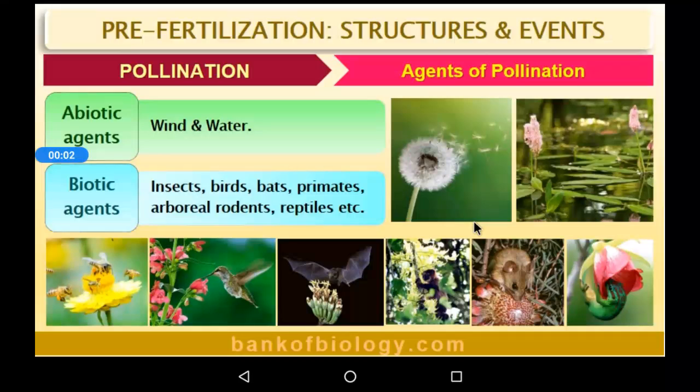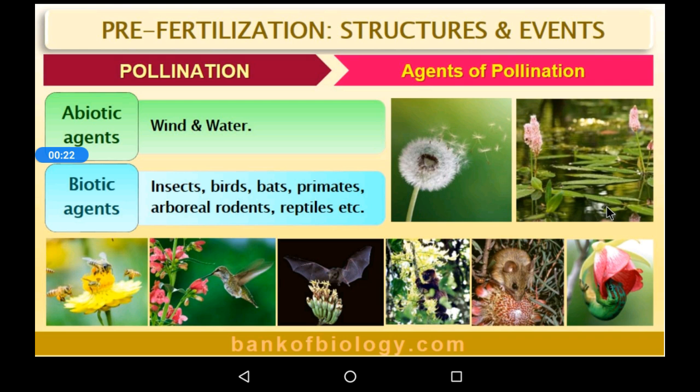Hi students, in this video we are going to discuss the agents of pollination, or pollinating agents. The agents which carry pollen grains from anther to stigma of the same plant or of a different plant are called the agents of pollination, and we have already studied this in our lower classes.